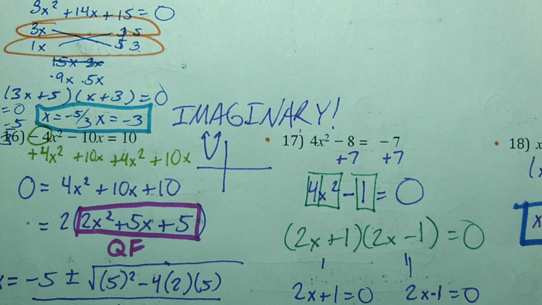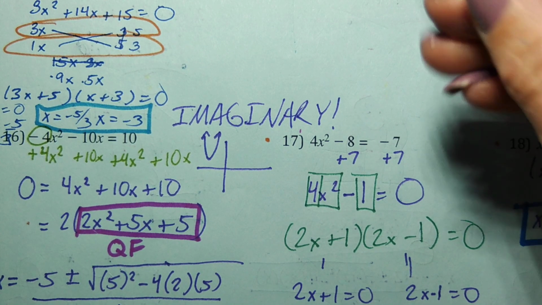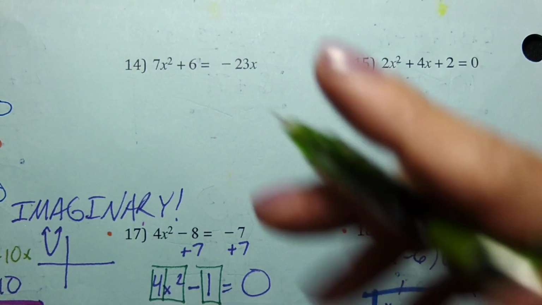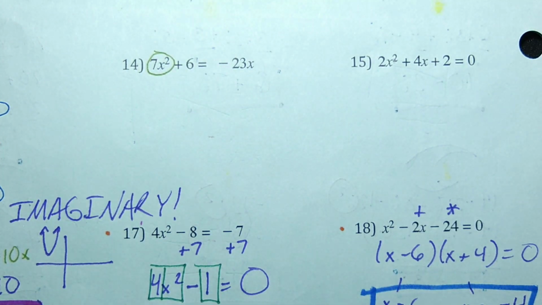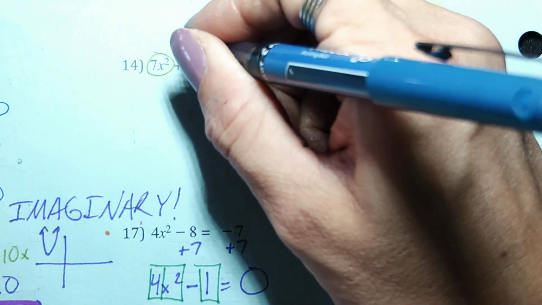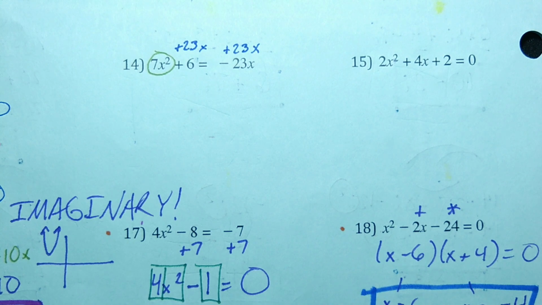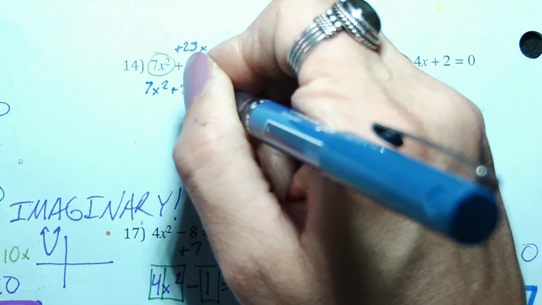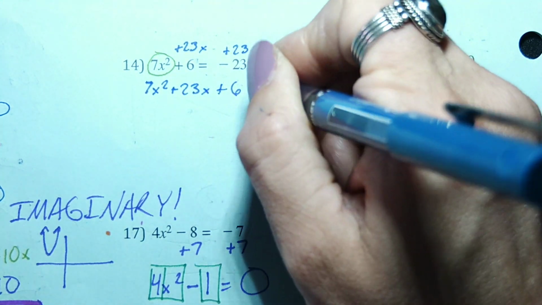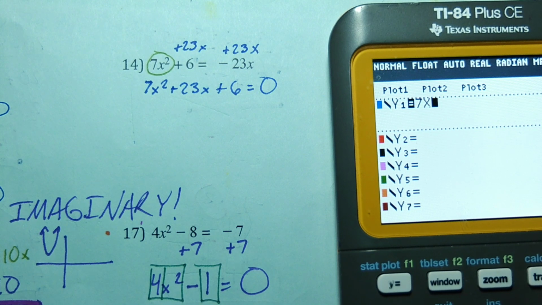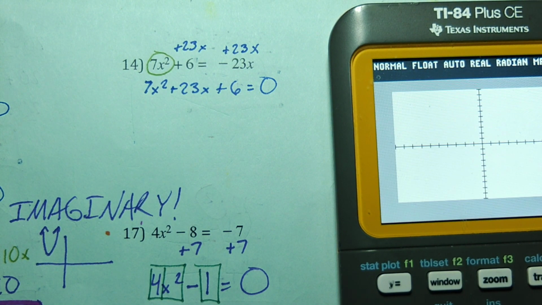Next problem on the guided practice. It's not in standard form, and we do want to keep our a value positive just in case we can try to factor this one. So let's go ahead and add 23x over to the left side. So then we have 7x squared plus 23x plus 6 equals 0. So 7x squared plus 23x plus 6.